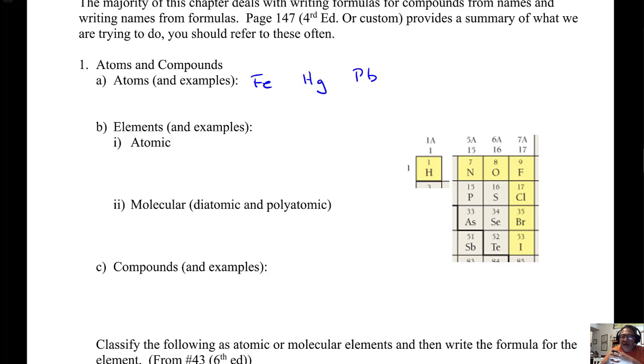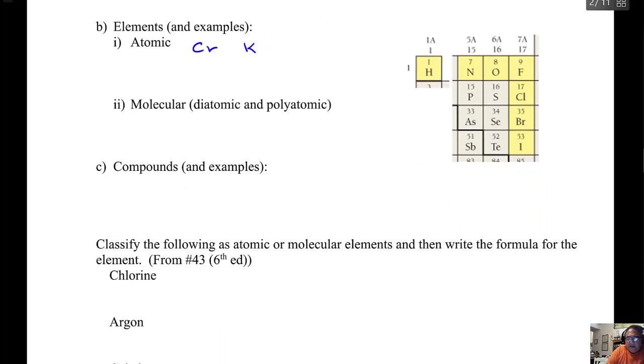Now those elements can either be atomic, like iron, or let's say chromium, or potassium, or sulfur. Those would be examples of atomic elements. But then there are diatomic elements. These diatomic or sometimes polyatomic elements include the 7 that are shown over here. These are all molecular elements, and by that I mean they come in the form of 2s, for example H2.